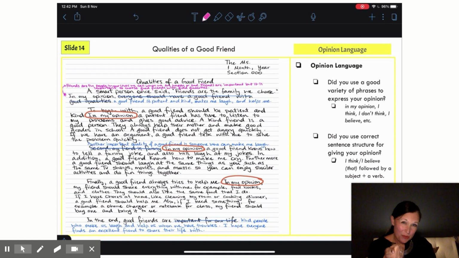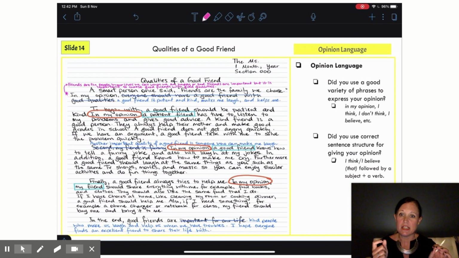I use the phrases, but I maybe didn't use a good variety, a lot of different ones. So that's one thing I want to think about in my revisions. The next thing on my checklist says, did I use correct sentence structure, right? I think, I believe, whatever, followed by a subject and a verb. So let me go check.